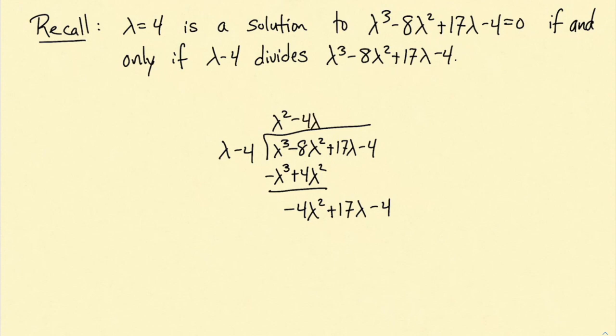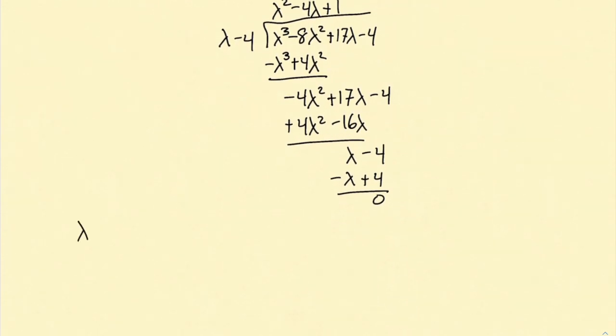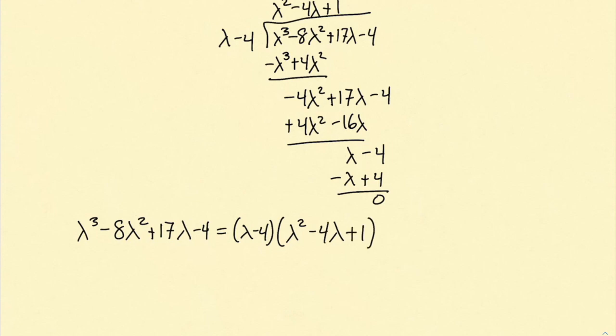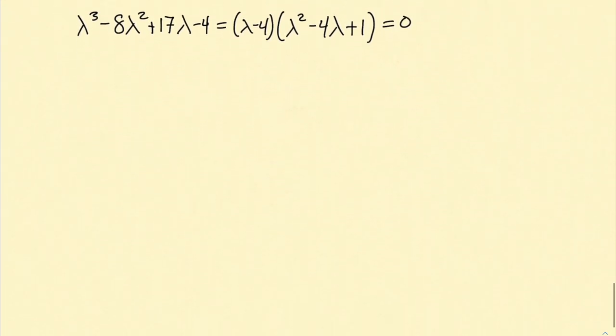So of course, when we subtract that value, we are adding 4 lambda squared and subtracting 16 lambda. That leaves us with 0 for lambda squareds, 1 lambda, and a -4. Of course, this is the same thing as lambda minus 4, so we'll multiply by 1 and subtract the result. So this tells us that we can factor the characteristic polynomial as lambda minus 4 multiplied by lambda squared minus 4 lambda plus 1.